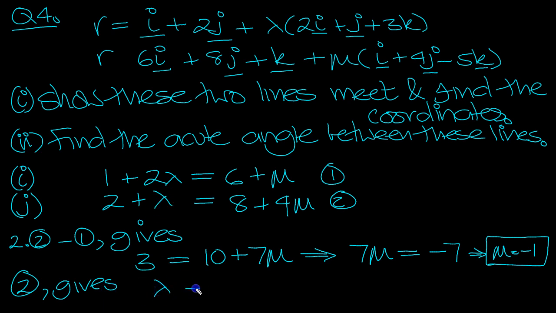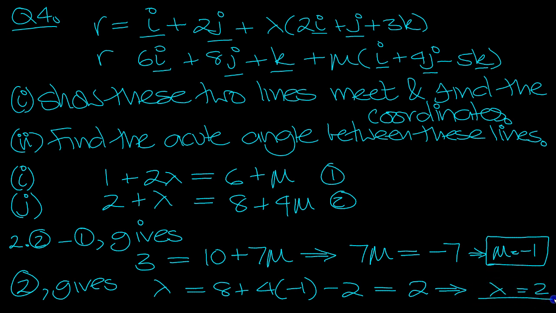Lambda equals 8 plus 4 mu. 8 plus 4 mu, mu is minus 1, minus 4. 10 minus 4, 8 minus 4 minus 2. 8 minus 6 is 2. In other words, lambda equals 2. So there's lambda and mu.